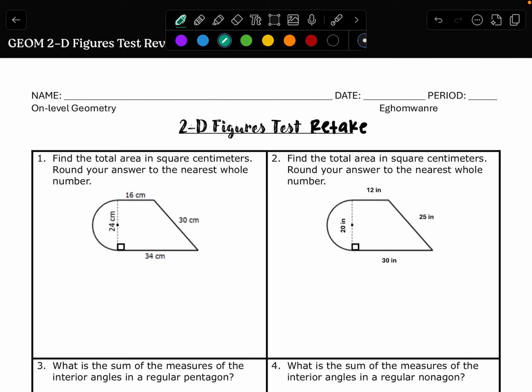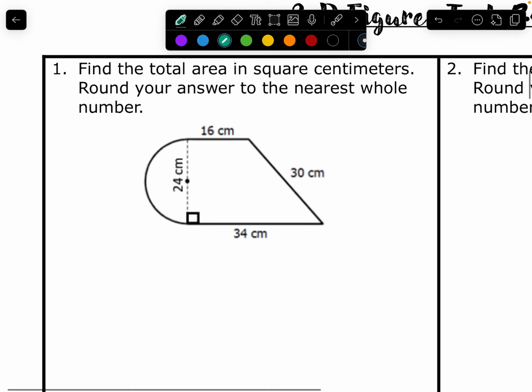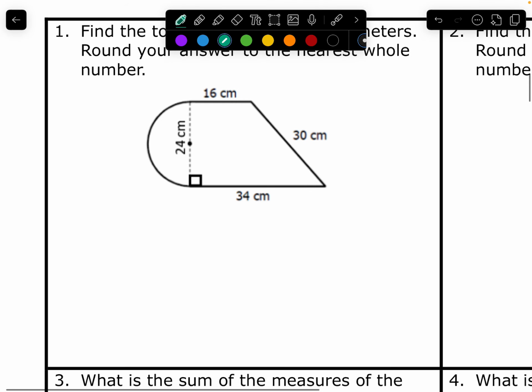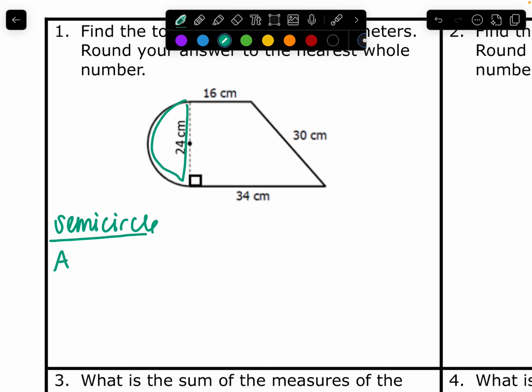2D figures test retake. Number one, find the total area in square centimeters. Round to the nearest whole number. So here we see that we have a semicircle, and so we're going to find the area of that semicircle using the formula 1/2 pi r squared. We're just going to plug in the radius, which is half of 24. That's where we get the 12 from.